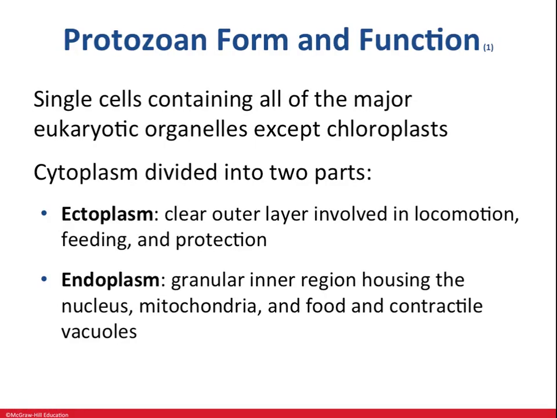Protozoa are single cells that contain nearly all the important organelles except the chloroplast. That's why the protozoa can live independently, so they can live alone. The protozoa have two parts of cytoplasm. One is ectoplasm, which is involved in locomotion, feeding and protection. Another is the endoplasm, the granular inner region that hosts the organelles.